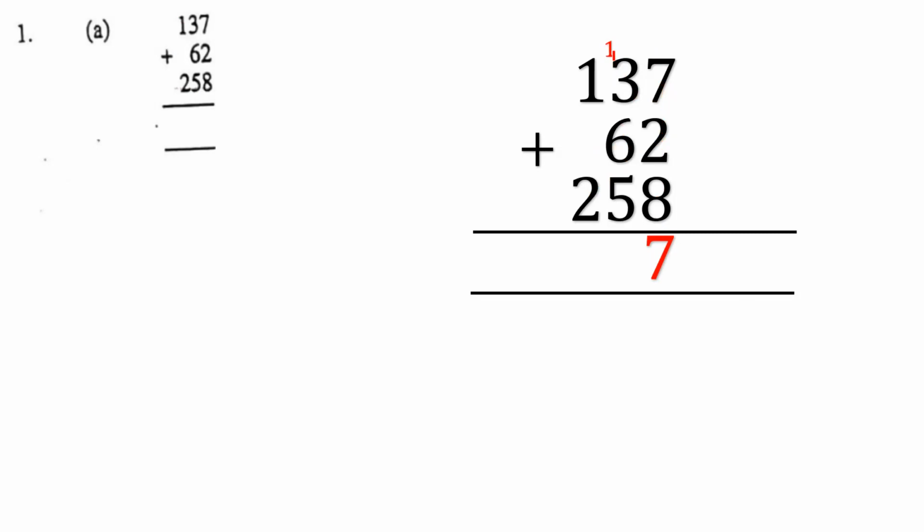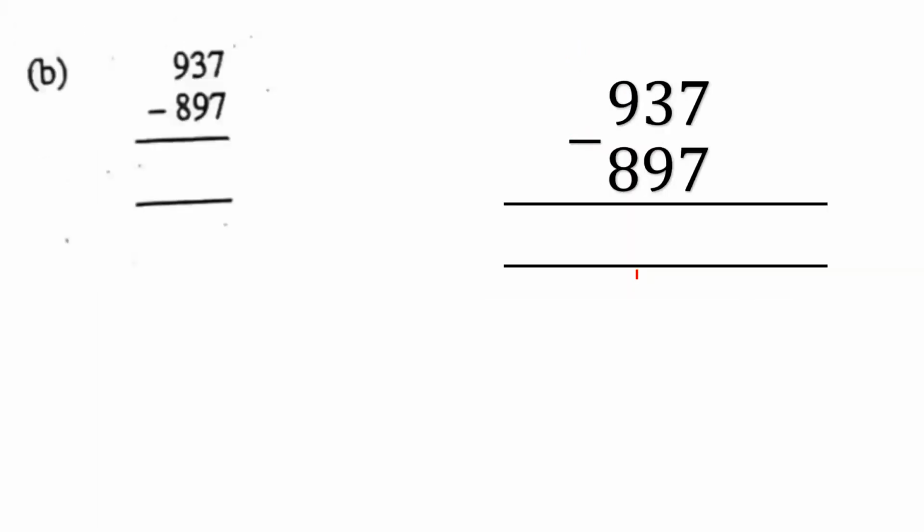So now we have 1 plus 3 plus 6 plus 5. What is 1 plus 3 plus 6 plus 5? Well, the answer is 15. So we put the 5 below and we put the 1 above. Now we go to the hundreds column. Notice that we have 1 and then 1. So we have 1 plus 1. 1 plus 1 is 2, plus another 2, and the answer is 4. So here, the answer to this addition problem is 457.